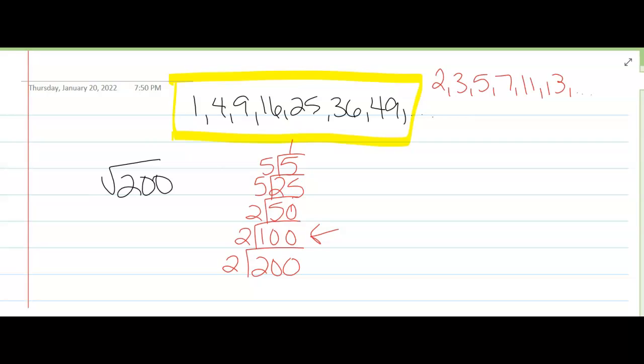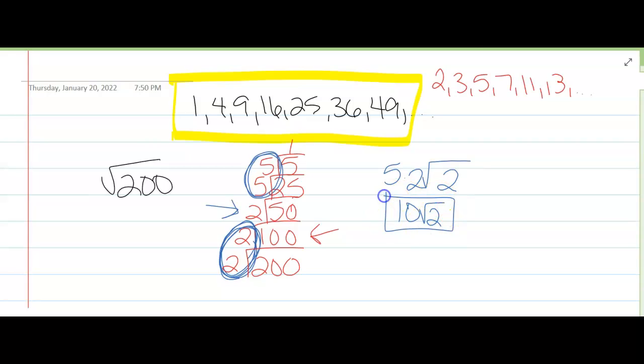So what you're going to do is you're going to circle the pairs. So what I see here is I see a pair of 2's and I see a pair of 5's. So the pairs are going to go on the outside of the radical sign. So this pair of 5's becomes one 5 on the outside of the radical sign. This pair of 2's becomes one 2 on the outside of the radical sign. Now this 2 that didn't have a pair, that is going to stay on the inside.